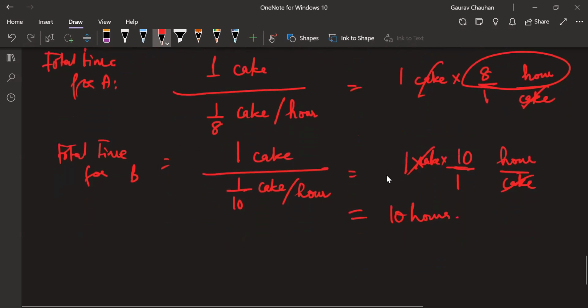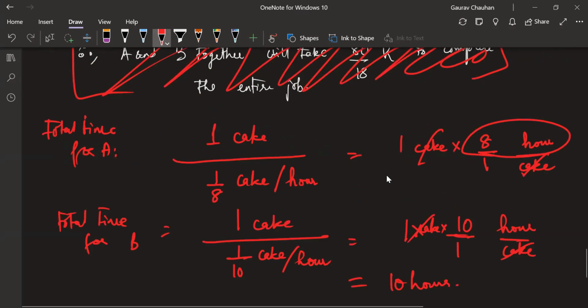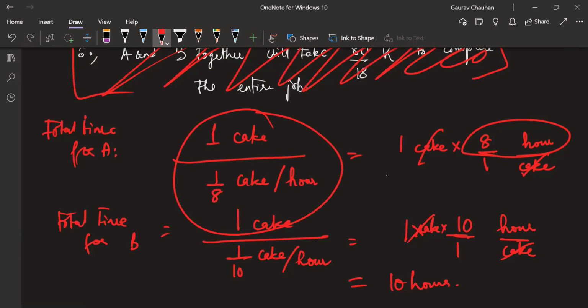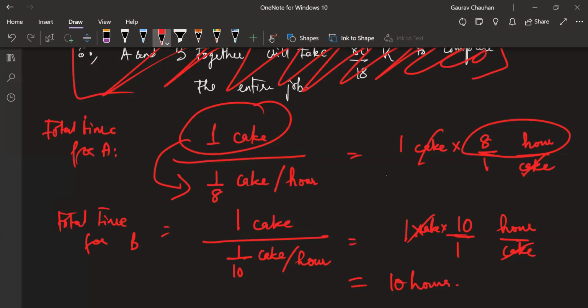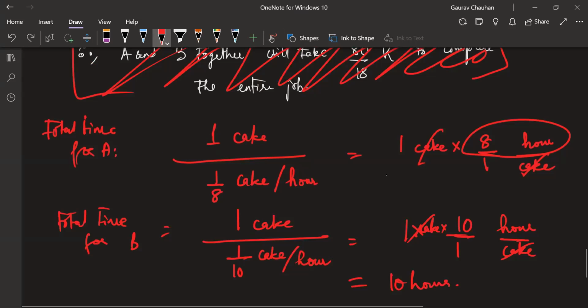Going along with this, guys, are we following this part? How are we calculating this part? Total divided by the part is giving me the total time I am going to take.